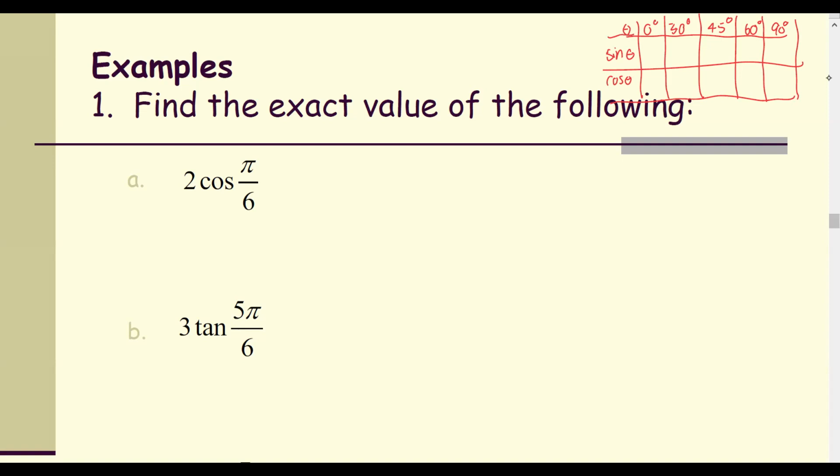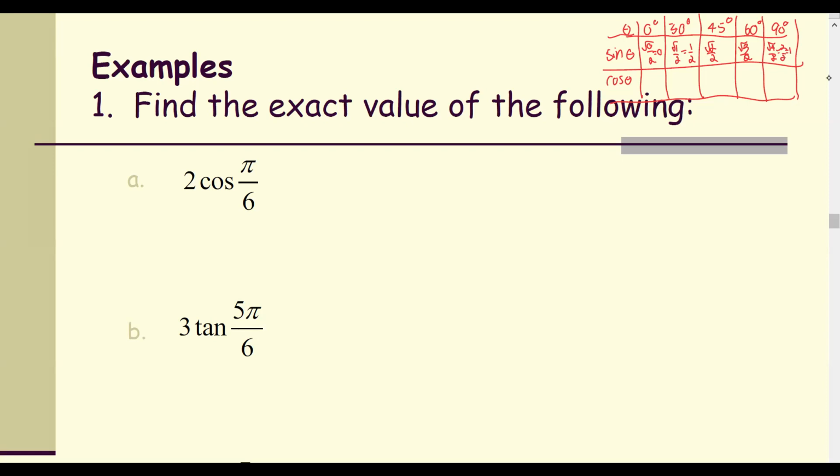For the sine of 0 degrees is square root 0 over 2. Basically, it is 0. Sine of 30 degrees is square root 1 over 2, or 1 over 2. The sine of 45 degrees is square root 2 over 2. Sine of 60 degrees, square root 3 over 2. Sine of 90 degrees, square root 4 over 2, or 2 over 2, or just 1.